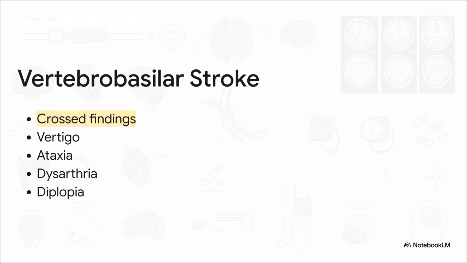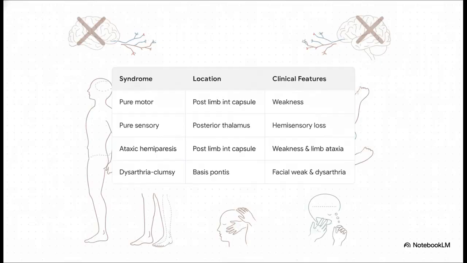What about the posterior circulation? Vertebrobasilar strokes affect the brainstem, which leads to those classic crossed cranial nerve and long tract findings. These patients frequently present with vertigo, ataxia, dysarthria, diplopia, or dysphagia. It's a completely different presentation. Then we have lacunar strokes. The key here is the absence of cortical signs. These are small penetrating artery occlusions, and they present as pure motor hemiparesis, pure sensory stroke, sensorimotor stroke, ataxic hemiparesis, or that specific dysarthria-clumsy hand syndrome. Keep in mind, you will not see aphasia, seizures, or altered mental status with these.